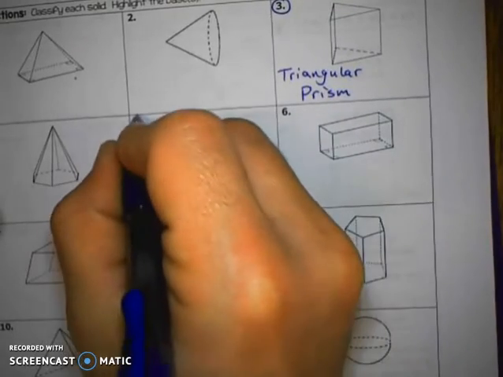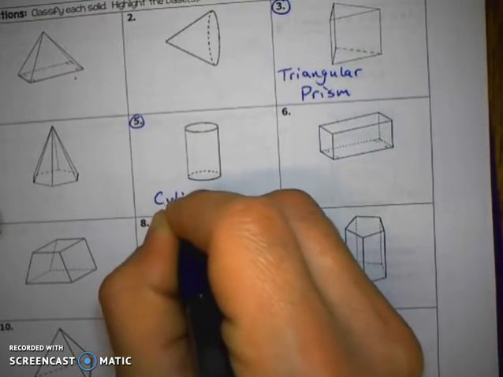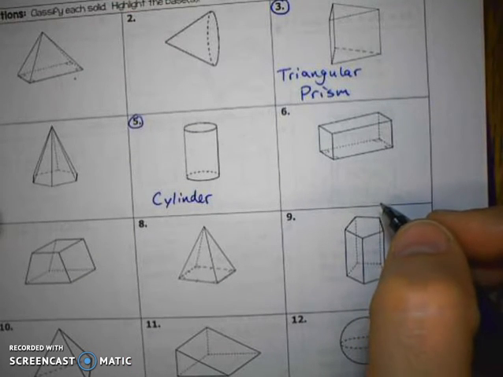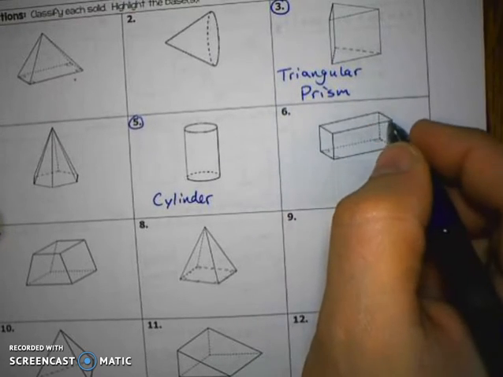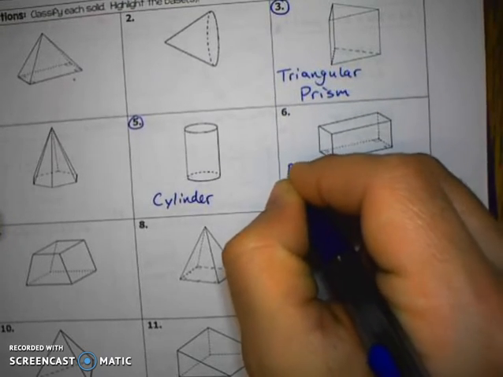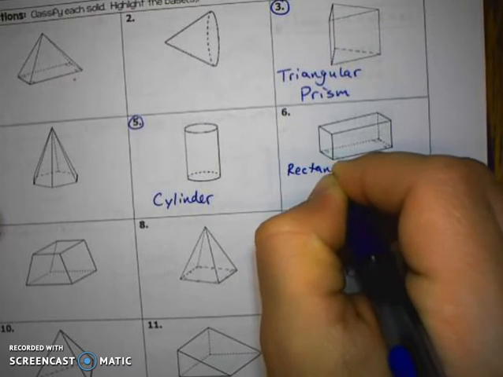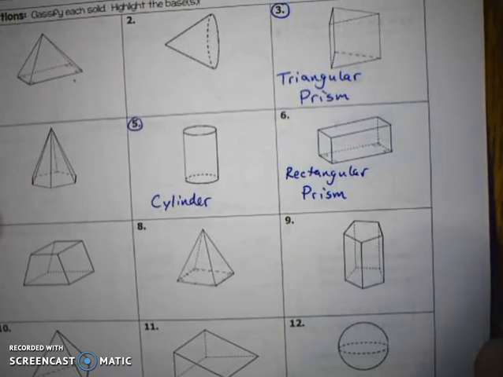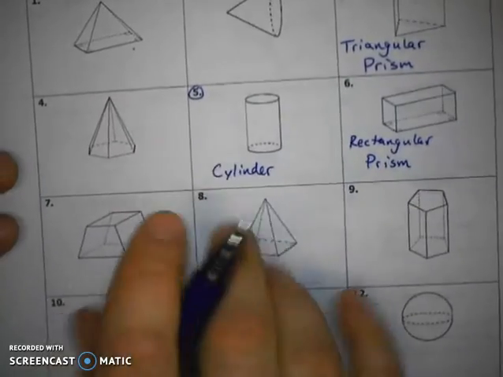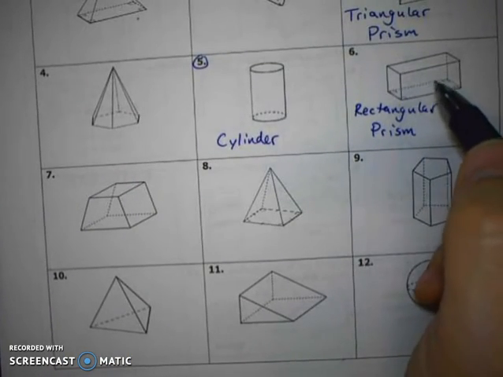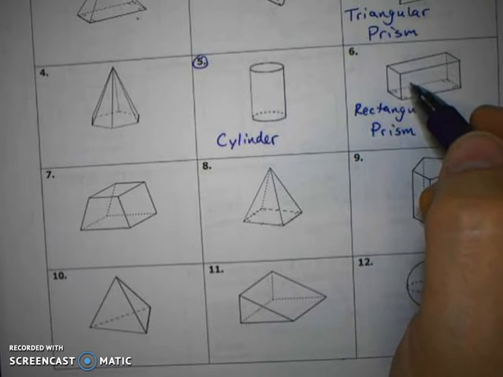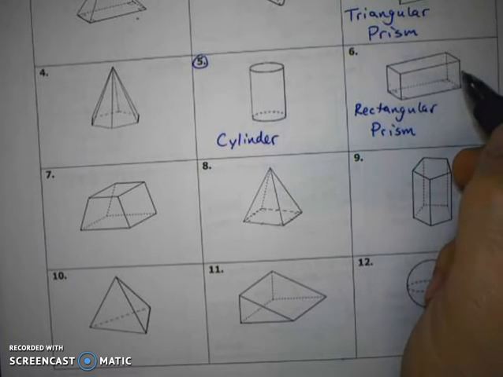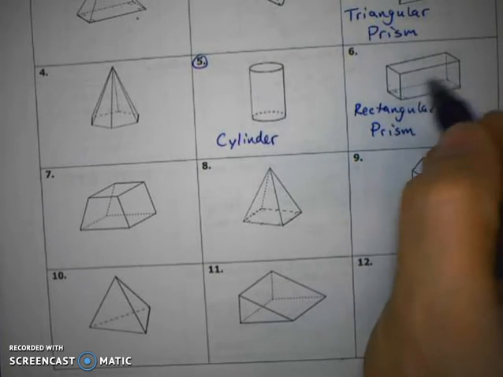Number 5 is the next one I want you to look at, and that is a cylinder. Number 6 is a prism. We call this a rectangular prism because the bases are rectangles. Now, in a rectangular prism, any 2 opposite rectangles could be the bases. So it could be the bottom and top rectangles. It could be the left and right rectangles, or the bases could be the front and then the back rectangles.